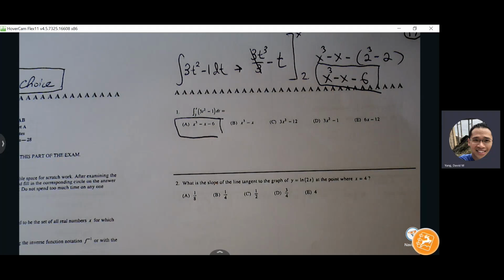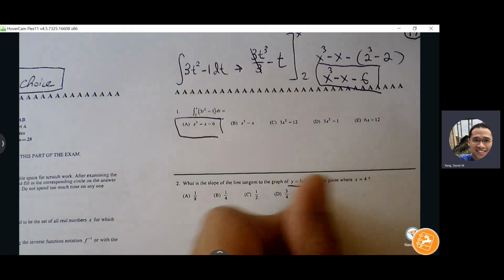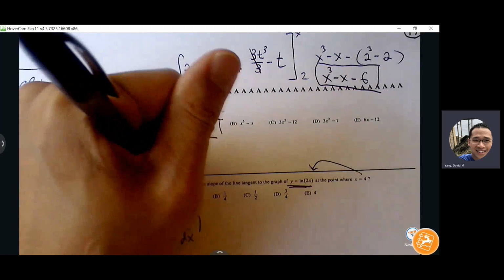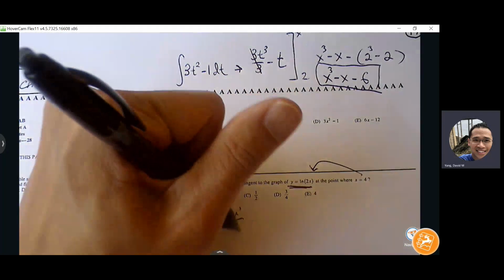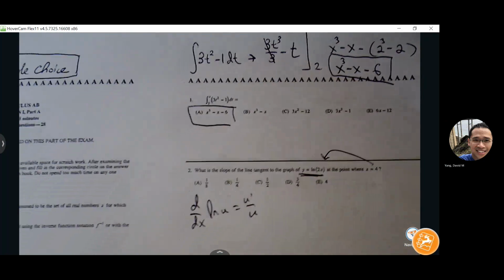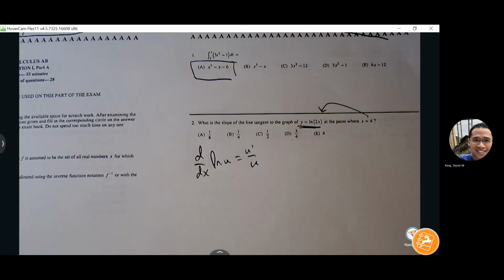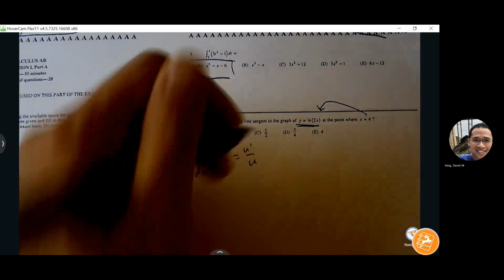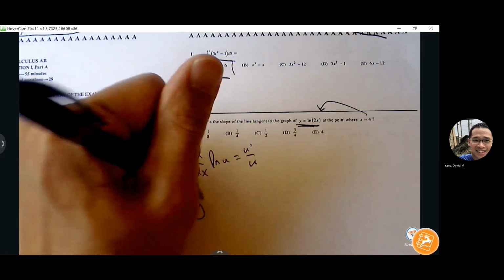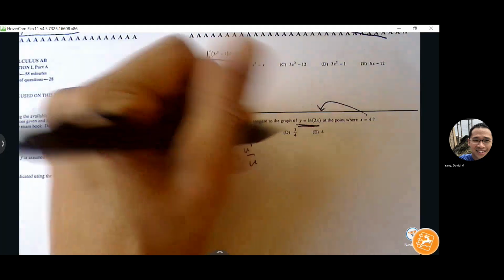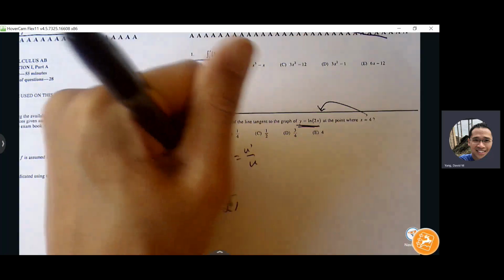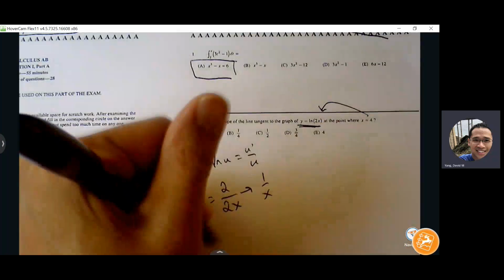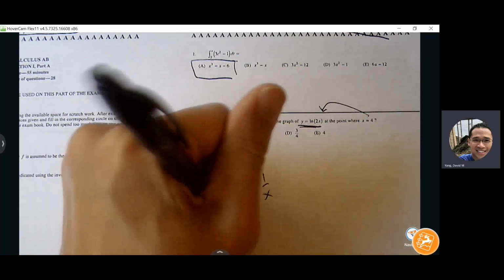Okay, what's the slope of the line tangent to the graph? So let's find the derivative and then plug in the 4 into the derivative. The rule for natural log is u prime over u. 2 over 2x is my derivative, which would just be 1 over x. So y prime of 4 is simply 1/4.